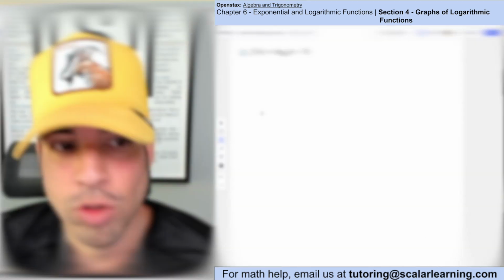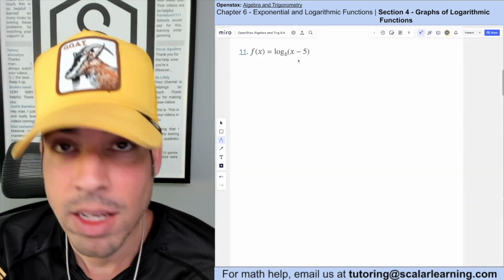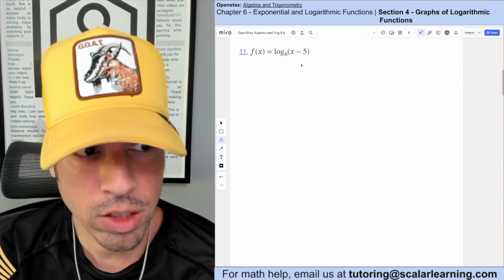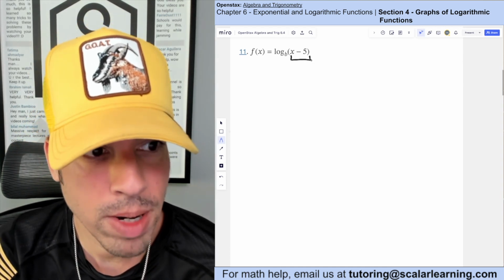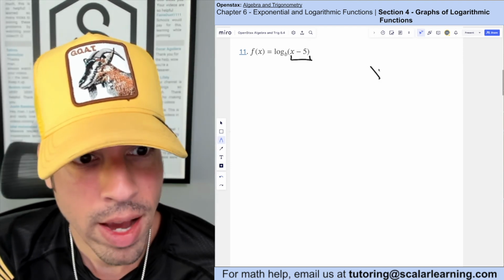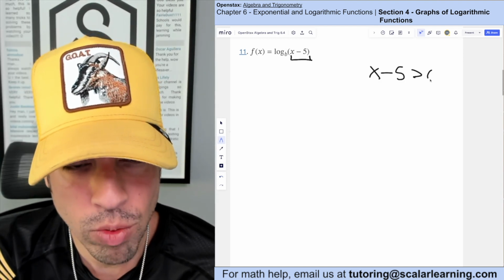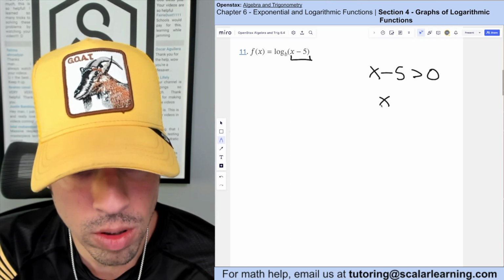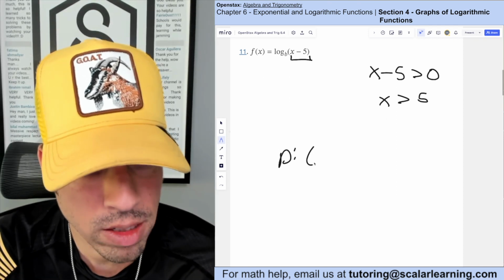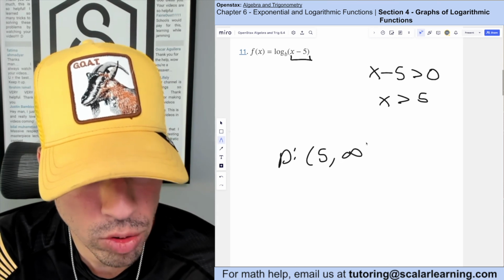Boom, done. So here we're meant to find the domain as well as the vertical asymptote. And the nice thing is that the two are connected, right? For the domain, we're talking about this argument of the logarithm always being greater than 0. So x minus 5 must be greater than 0. And then we just solve this inequality. X has to be greater than 5. So that's my domain. My domain is everything from 5 all the way up to infinity.